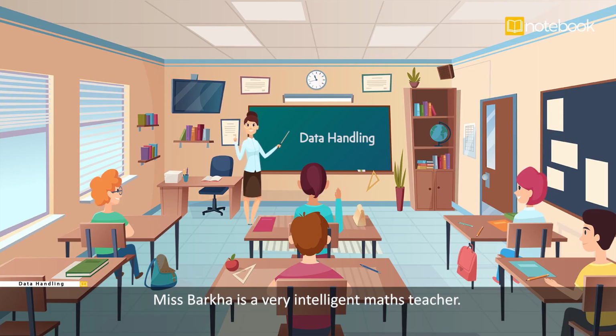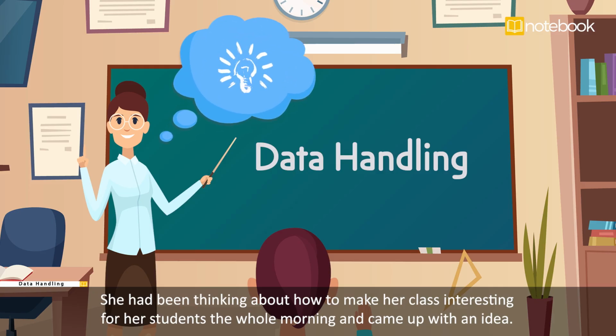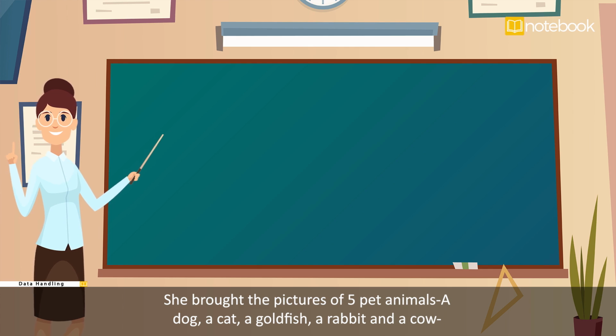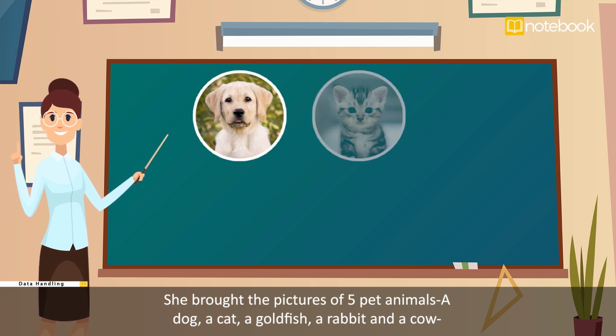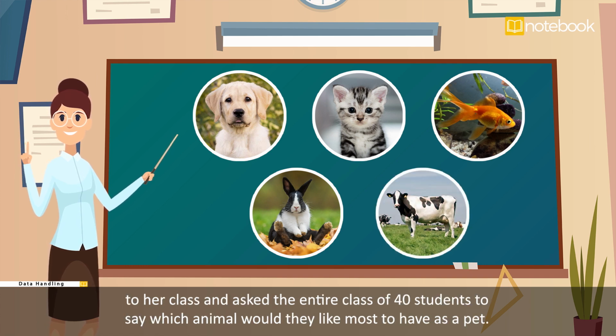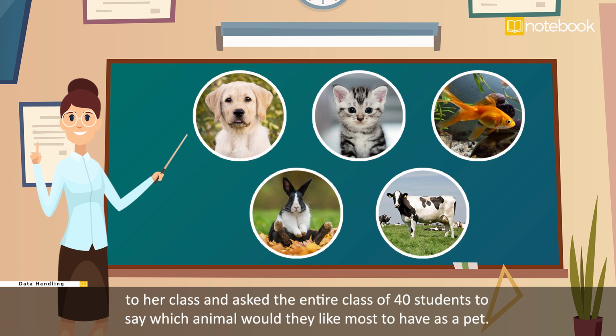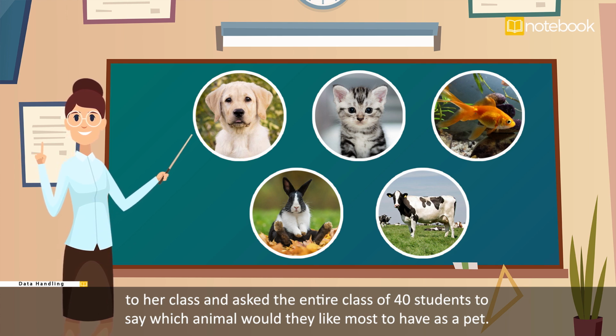Miss Barkha is a very intelligent maths teacher. Today, she has decided to teach her class of Class 8 about data handling. She had been thinking about how to make her class interesting for her students the whole morning and came up with an idea. She brought the pictures of 5 pet animals: a dog, a cat, a goldfish, a rabbit, and a cow to her class and asked the entire class of 40 students to say which animal they would like most to have as a pet.